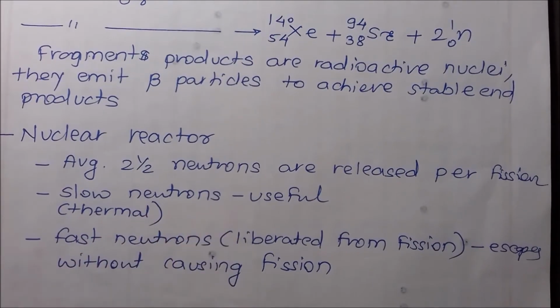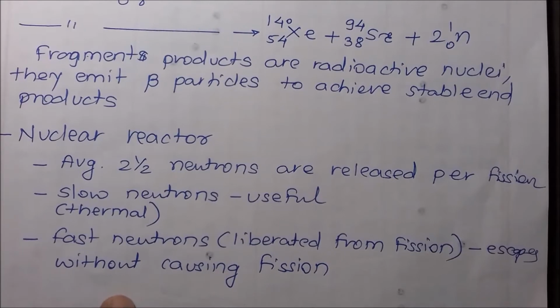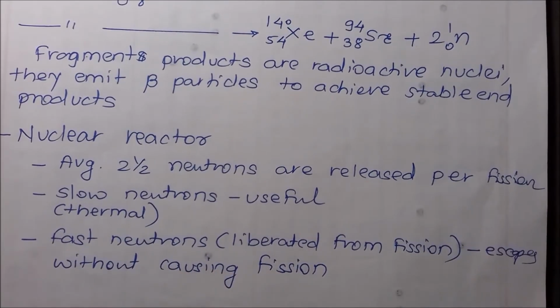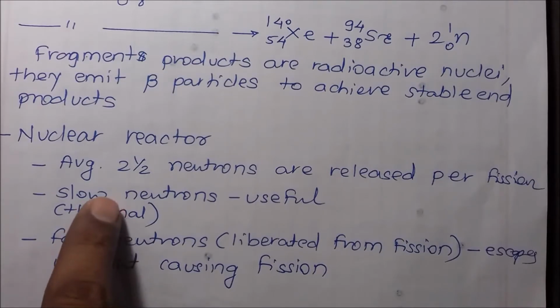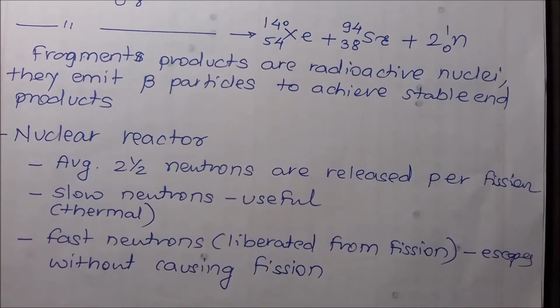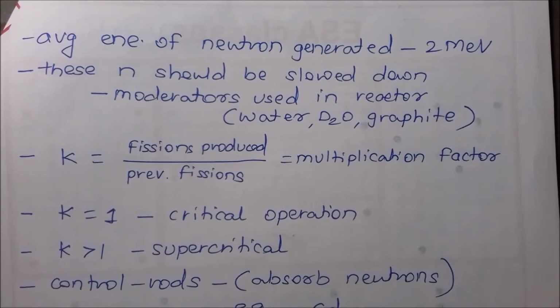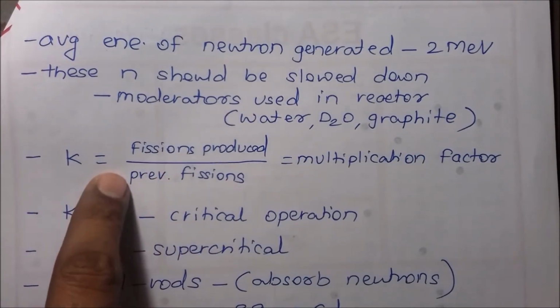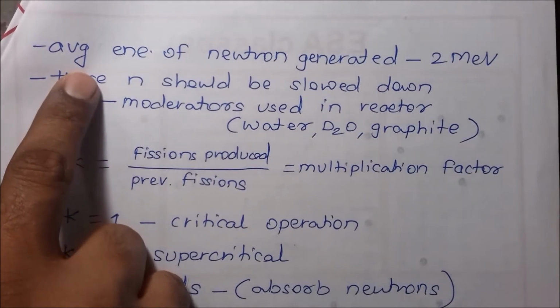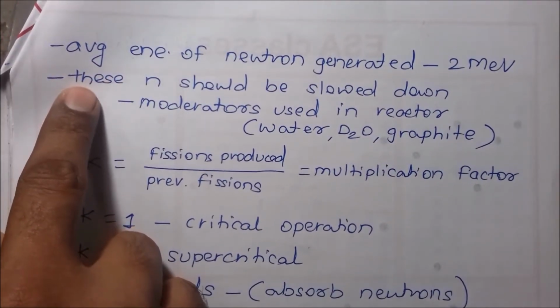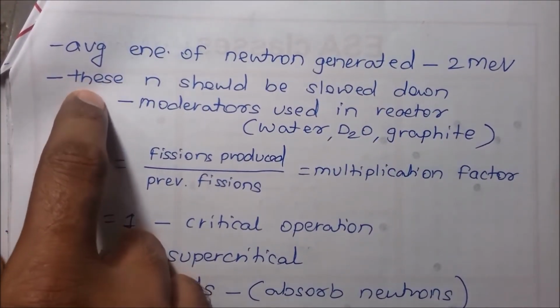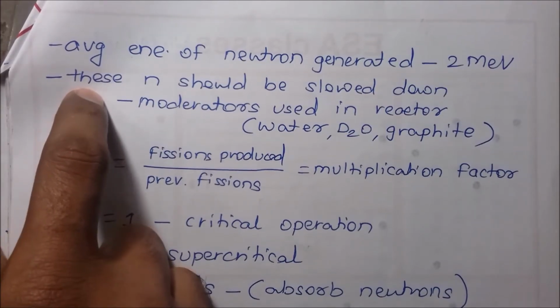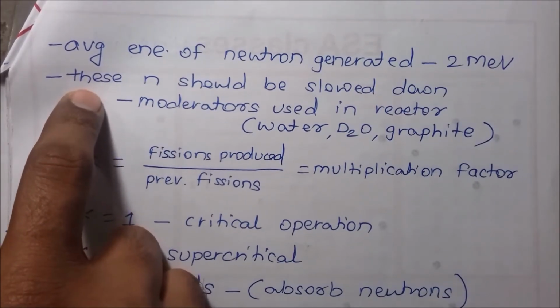Slow neutrons are useful for fission and fast neutrons are not useful. Fast neutrons escape out of the reactor without causing fission. Slow neutrons are also called thermal neutrons. The average energy of a neutron generated is 2 mega electron volt. These are very fast neutrons, generated in the reaction, and they are not useful. We need slow neutrons for fission.